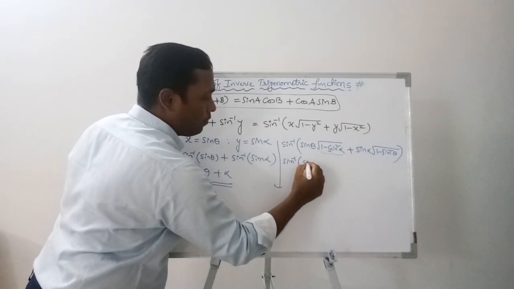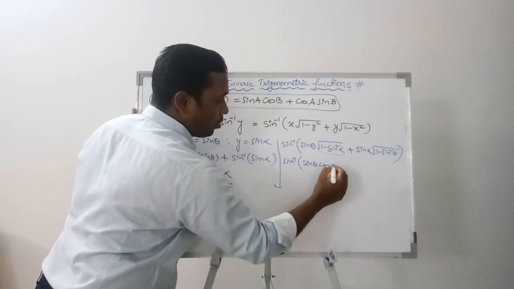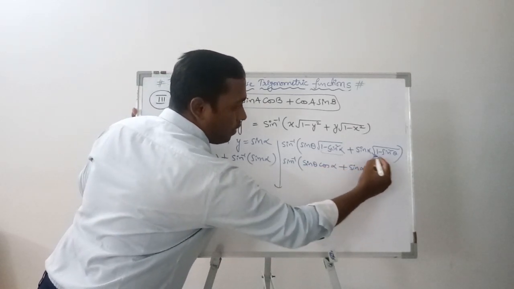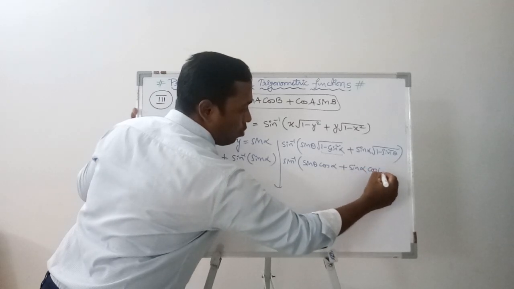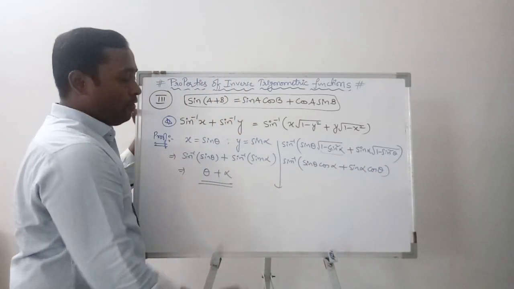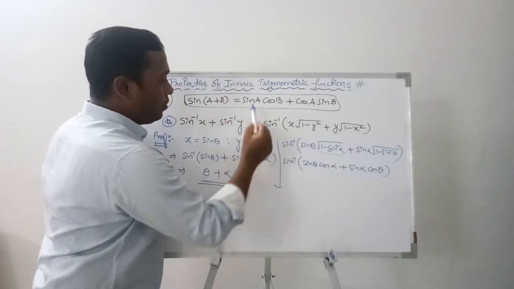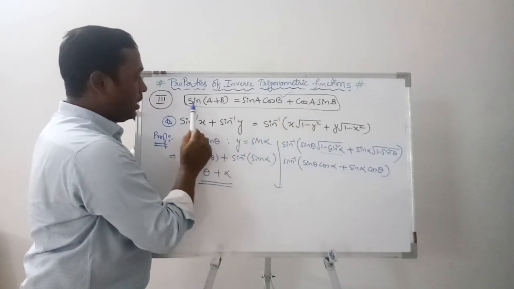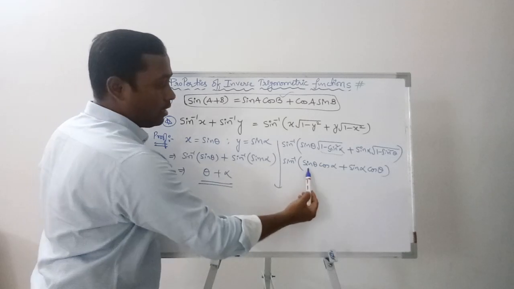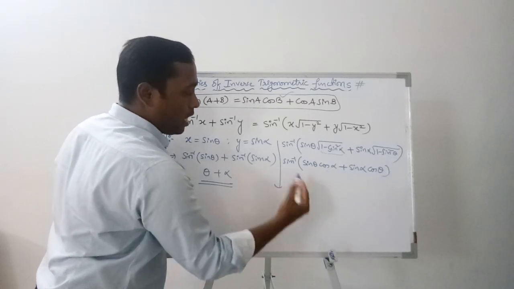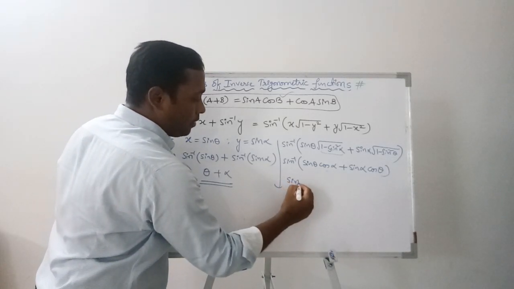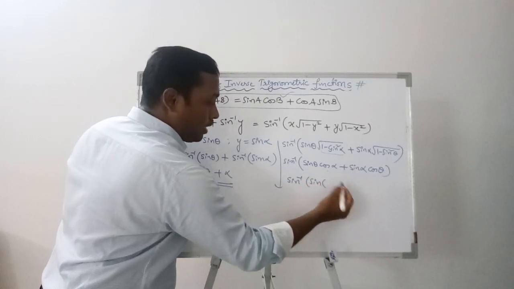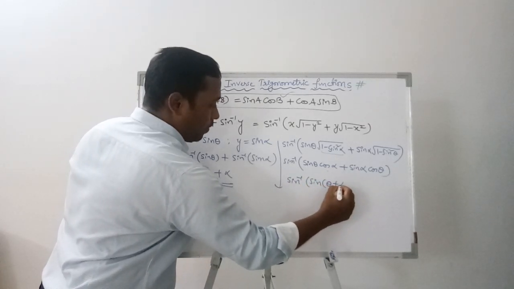So finally you will get what? Sine theta into cos alpha. Similarly, you can also say sine alpha, and it reduces to cos theta. So if you observe this one, it becomes just like this identity: sine a cos b plus cos a sine b is written as sine of a plus b. So sine theta cos alpha plus cos theta sine alpha can be written as sine of alpha plus theta, or theta plus alpha, whatever you want.